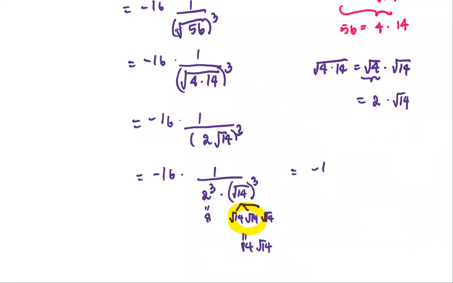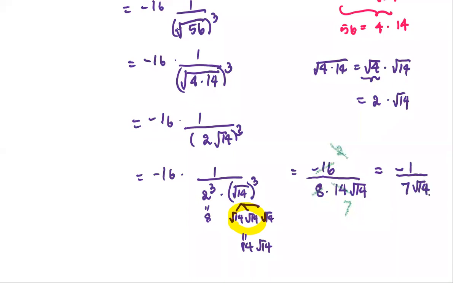Then we get negative 16 times 1 is negative 16, divided by 8 multiplied by 14 times square root 14. And next, we can see the number 8 and 16 simplify to be 2 on the top. And also we can see 2 and 14 reduced to be 7. So the simplified number of this is going to be negative 1 divided by 7 square root 14.